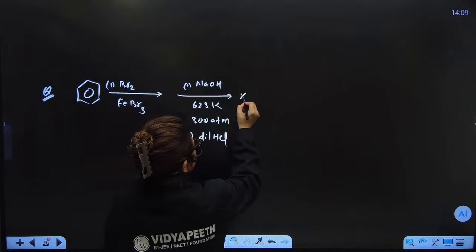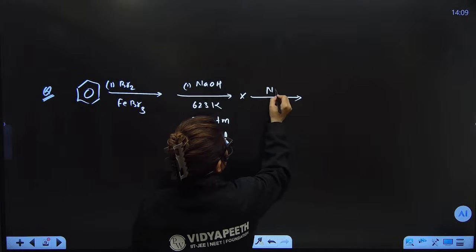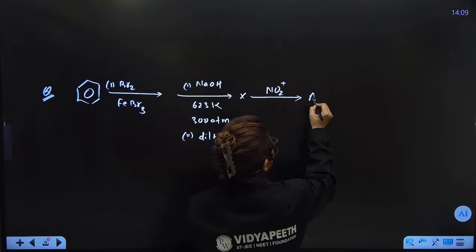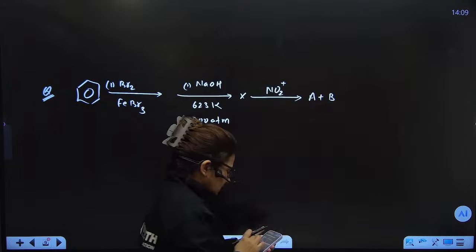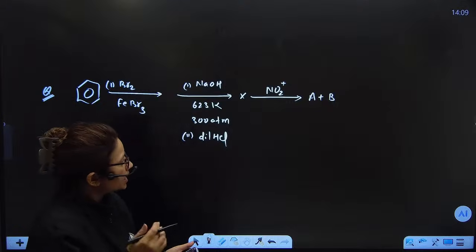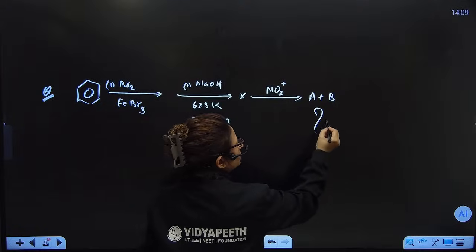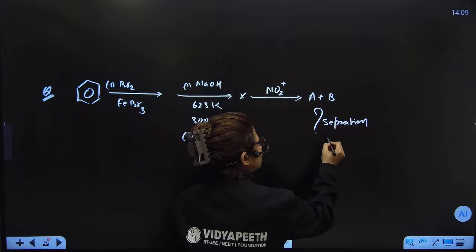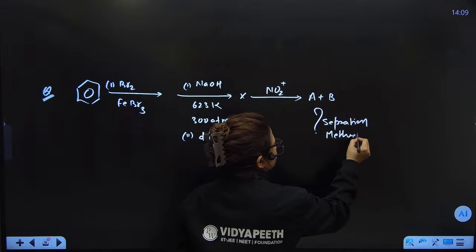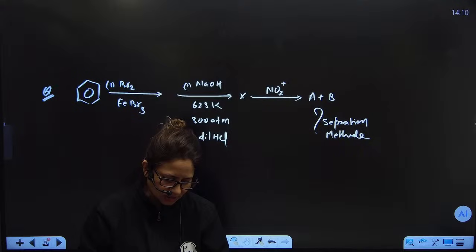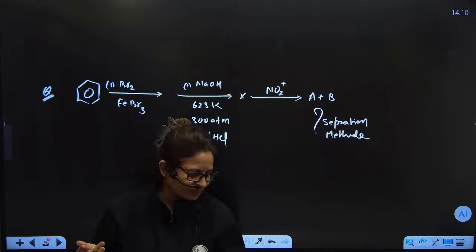We are getting some X here, then we are treating with NO2 positive, the nitronium ion, and we are getting A plus B. Now they are asking: the organic products A and B can be separated by, these two we have to separate. We have to identify the separation method. I'll read the options: steam distillation, fractional distillation, distillation under reduced pressure, and azeotropic distillation.